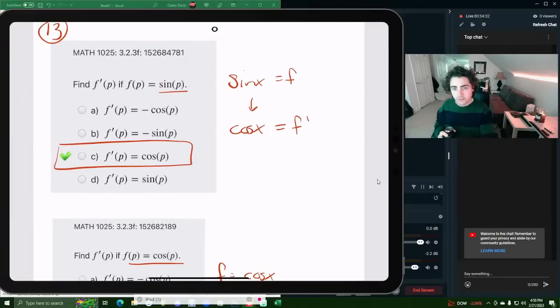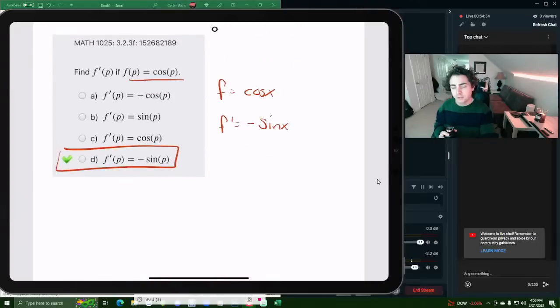Derivative of sine of x is cosine of x. The derivative of cosine of x is negative sine of x.